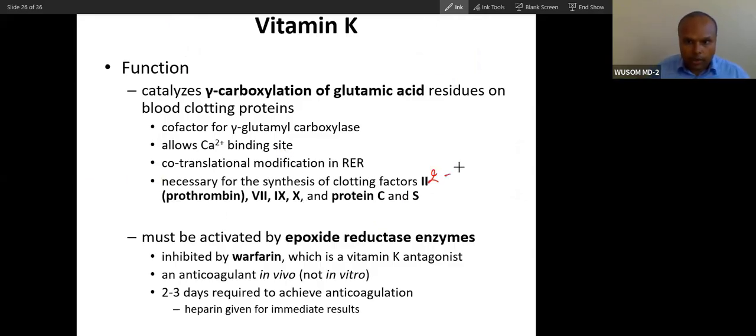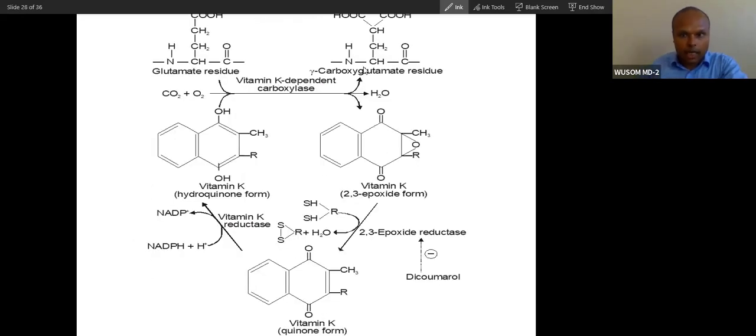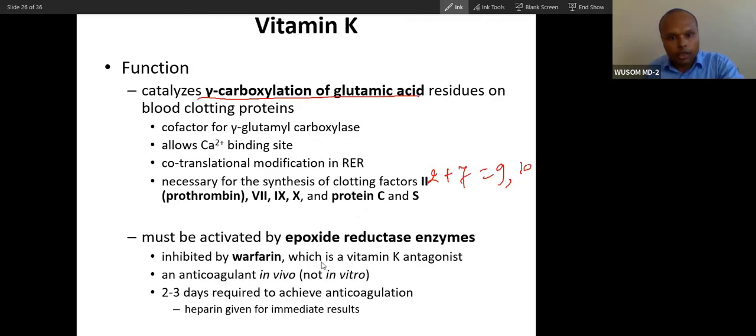You can see 2, 7, 9, and 10. Vitamin K will cause gamma carboxylation of glutamic acid. This is a very important step. Gamma carboxylation will be very important for the functioning of these clotting factors.